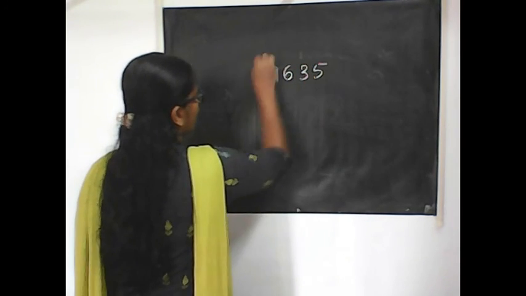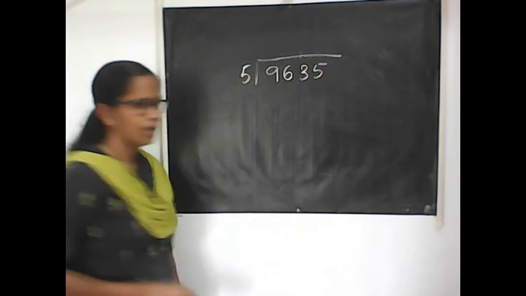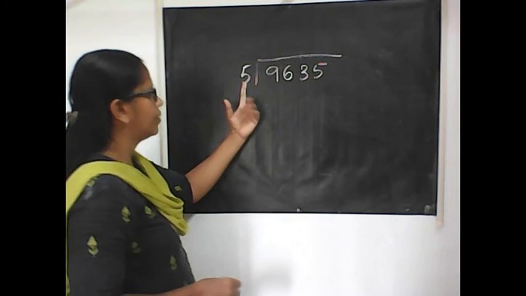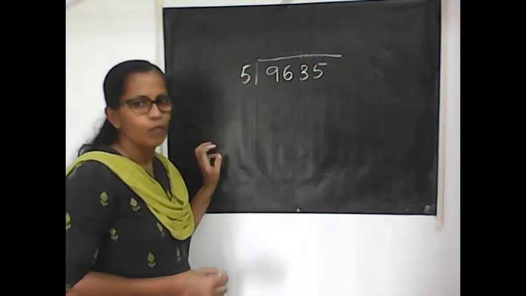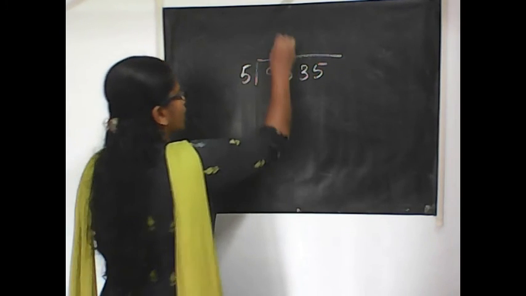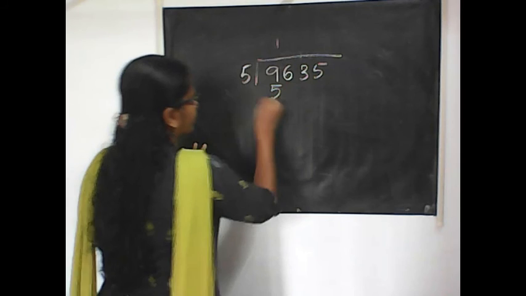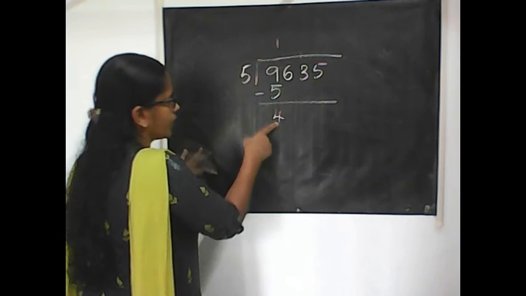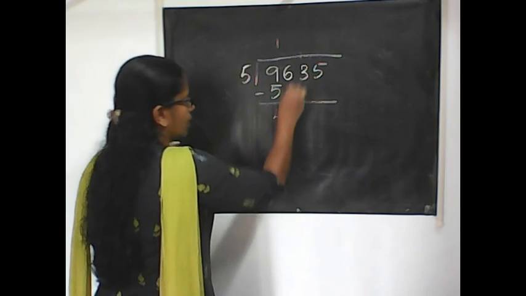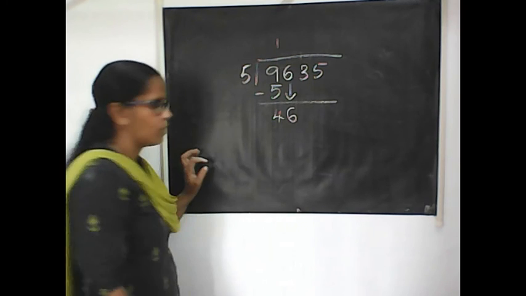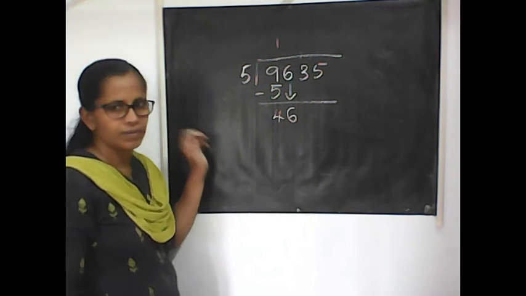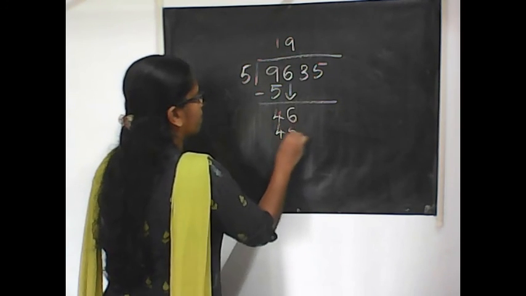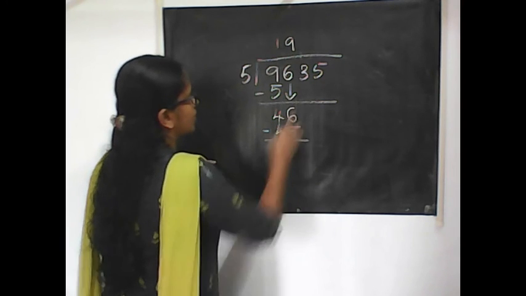9,635 divided by 5. Okay, going to divide 9. Look at the digit 9 by 5. So say the table of 5. 5 1s are 5, 5 2s are 10. We cannot do 2 times, write 1. 5 1s are 5. Subtract. 9 minus 5 is 4. Now 4 is smaller than 5. We cannot divide, so bring down the next digit, 6. 46. Say the table of 5. 9 5s are 45. So 9 times. 45, minus. 46 minus 45 is 1.